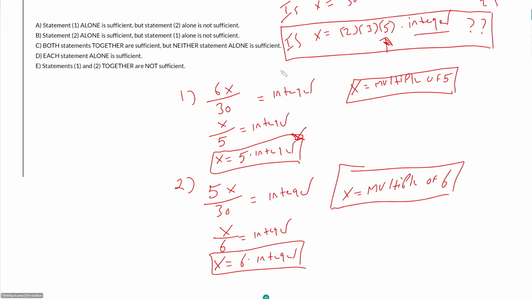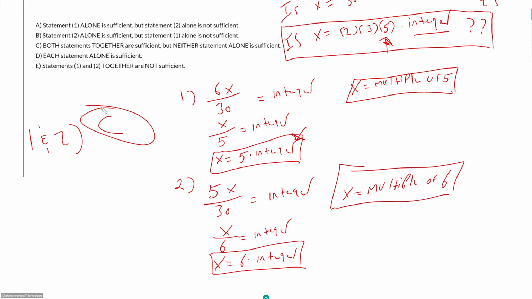Together, our two statements are telling us, statement 1 says x is a multiple of 5, statement 2 says x is a multiple of 6. That means between them, we have our 2 and our 3. That gives us the 6. Then we also have the 5 from over here. So it's a multiple of 5 and 6. It must be a multiple of 30. So together, these are sufficient.